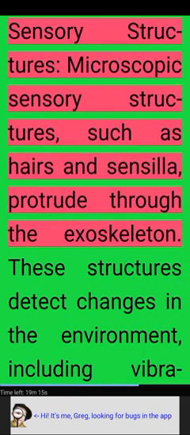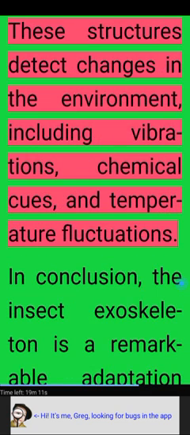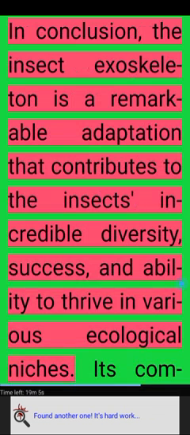Sensory structures. Microscopic sensory structures, such as hairs and sensilla, protrude through the exoskeleton. These structures detect changes in the environment, including vibrations, chemical cues, and temperature fluctuations.